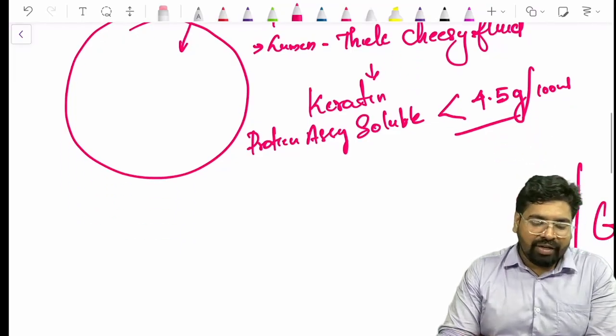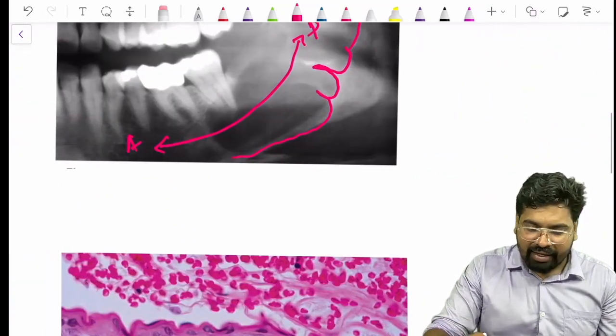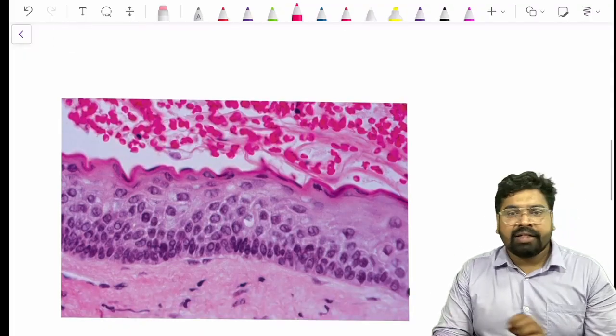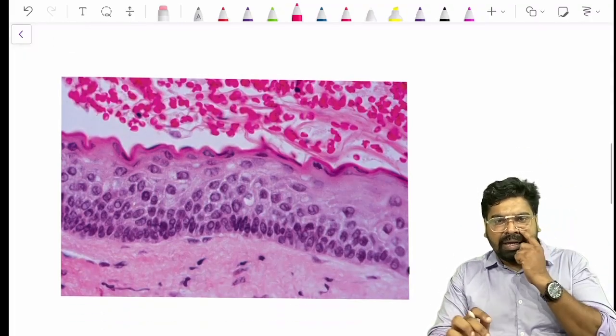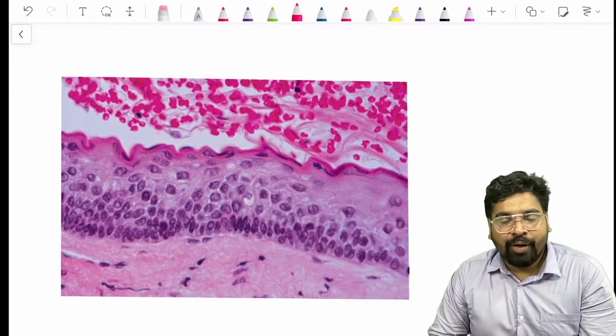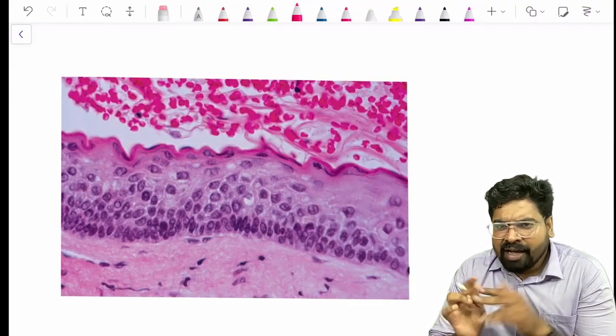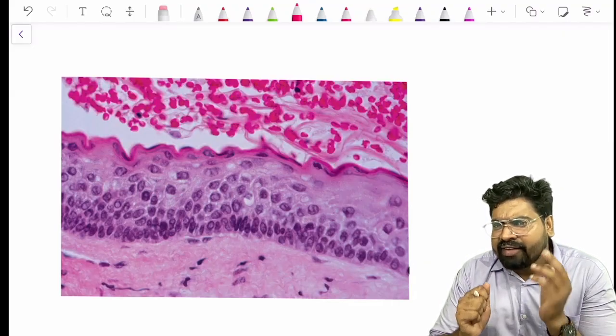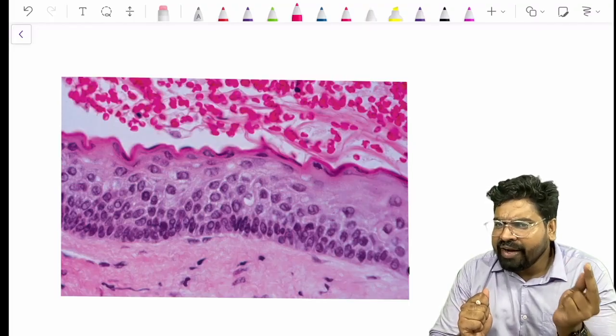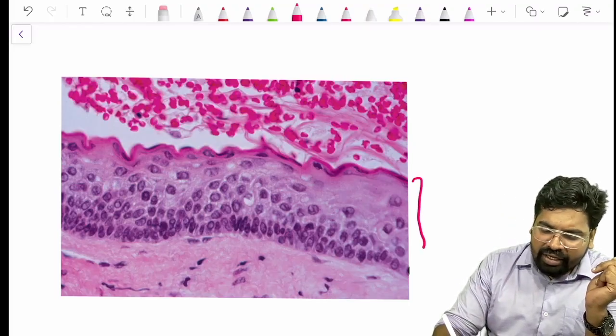Now what are you going to see? You're going to see the lining. Oh yeah, here comes the lining. The lining is very, very important. Okay, so we have seen the lumen. Lumen contains thick cheesy fluid. Lining: compare it with dentigerous cyst. Dentigerous cyst has just 2 to 3 cell lining. Right. Now see the lining here, how thick it is.